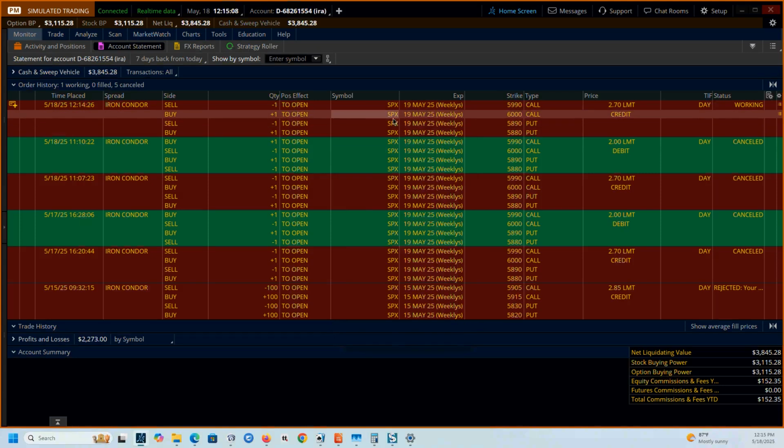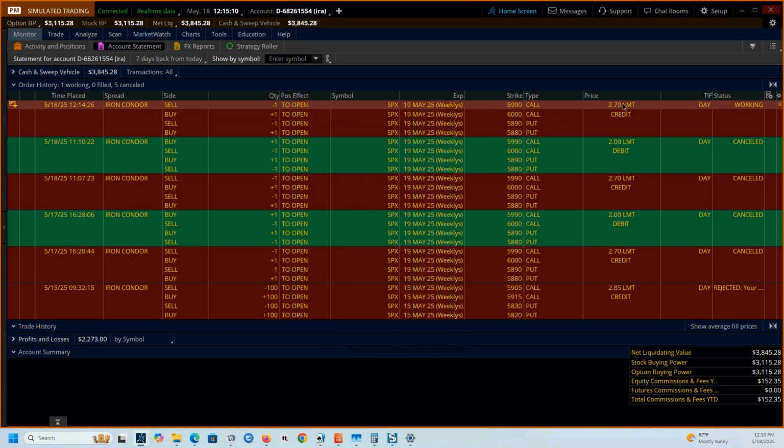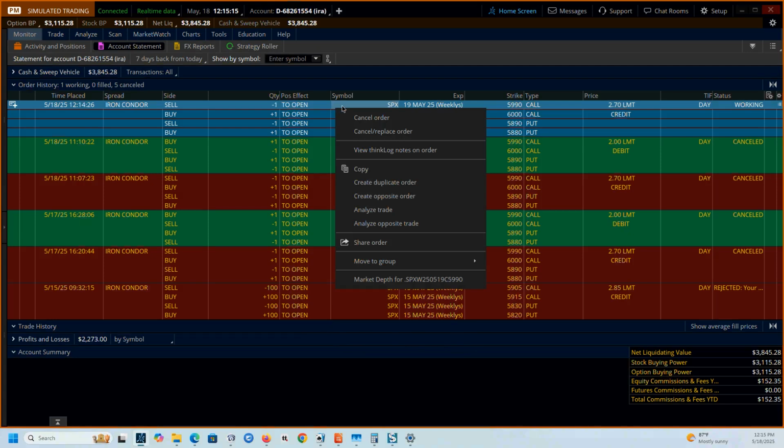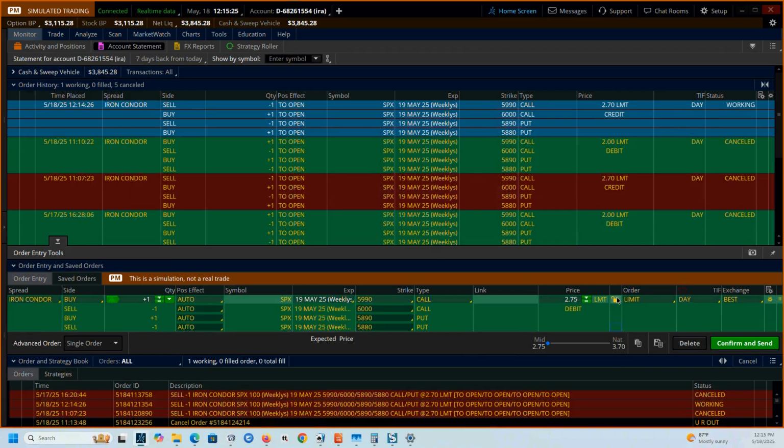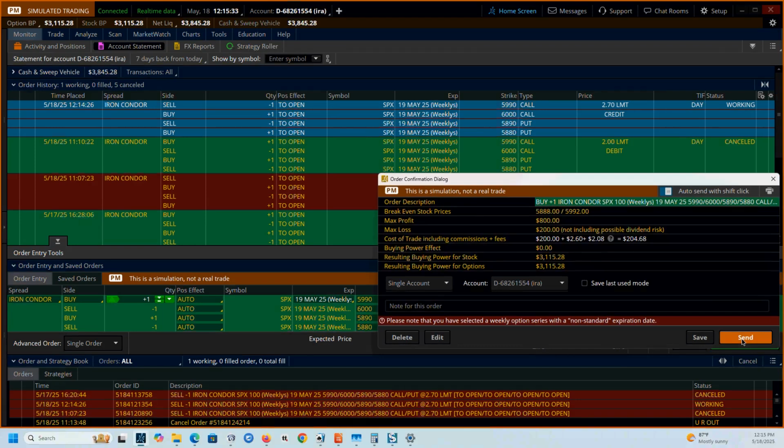So let's minimize this. The way I do it, as soon as my credit trade is executed, I go ahead and right click on that order. That order will still be sitting out there. It'll be a filled order, and I can say create opposite order. I usually click on that opposite order, unlock it, and change it to the number that I want to get out at, which in this case is $2. So I set it for $2. I go ahead and do a confirm and send.